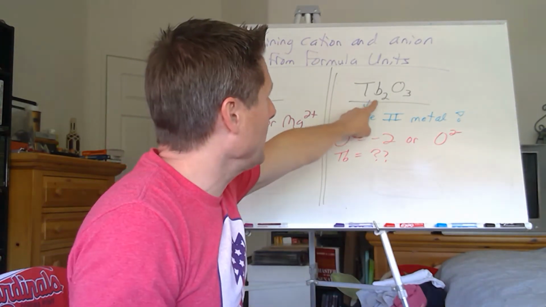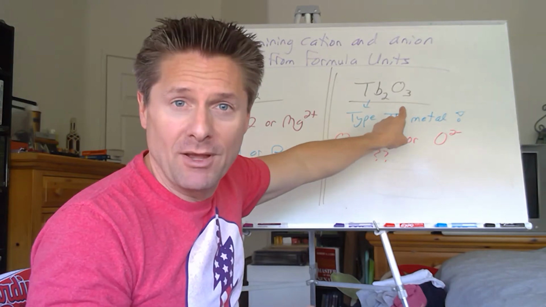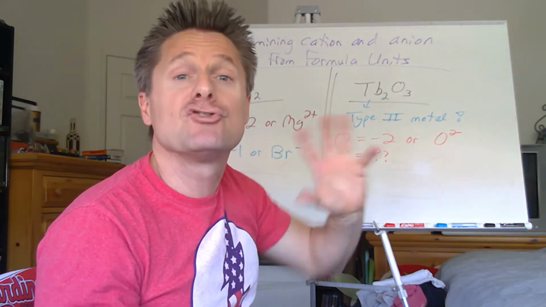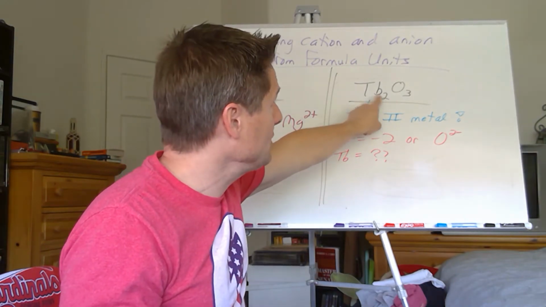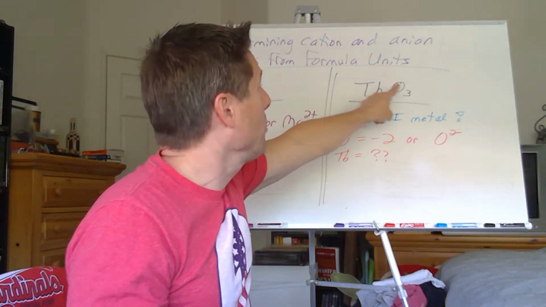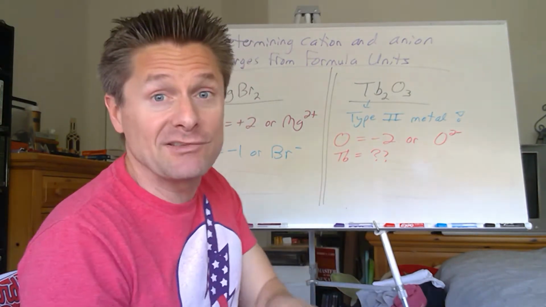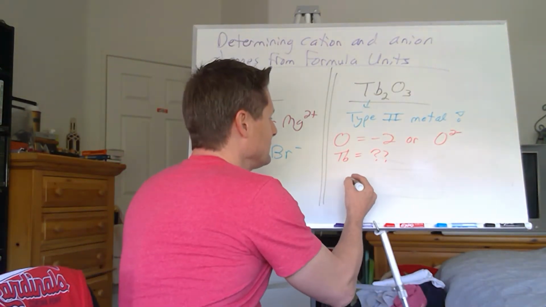Take the total number of cations, so the terbium plus the terbium, plus the oxide plus oxide plus oxide, add them all together, should equal 0. So 2 times the charge of the terbium plus 3 times the charge of the oxide should equal 0. It has to because it's a neutral compound. So we can do this.